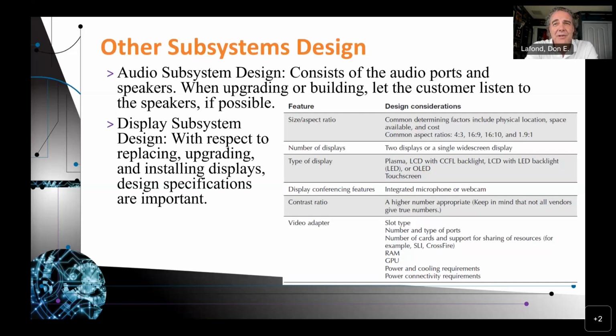So, anyways, it helps if the customer can actually listen to the speaker. But in today's world, if you're buying it online, you could have them go to a local computer shop, or maybe a local Walmart or something like that, and listen to speakers. But ultimately, they all plug into the sound card, so it probably doesn't matter what speakers they buy.